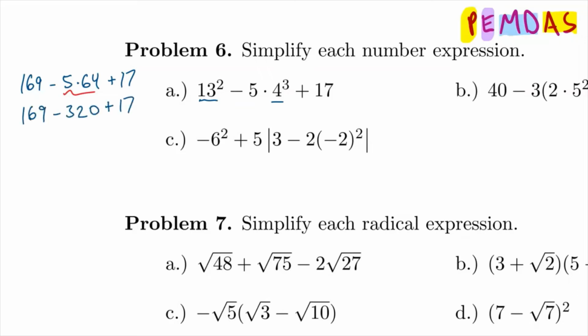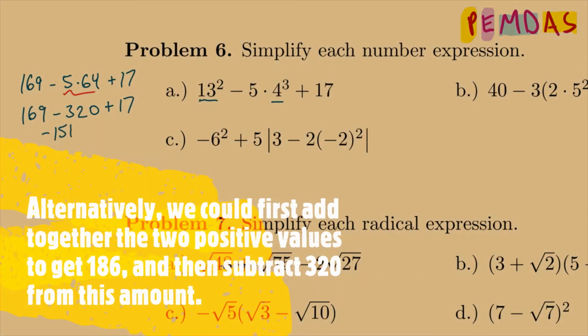Now there's some flexibility in what I could do next. If I just look at the addition and subtraction from left to right, I'd want to first subtract to get negative 151 plus 17. And then adding 17 gives us our final value of negative 134.